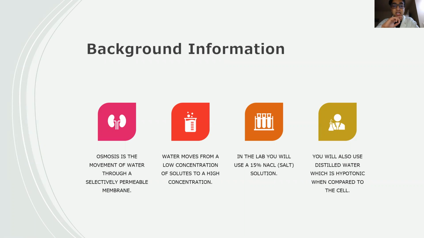But we will also be using 15% salt solution. And this solution has more solutes than the inside of the cell and is hypertonic. You might be wondering, well, what is hypertonic? Don't worry about it just yet. We're going to be getting to that later on in the lab, but perhaps take that word and try to piece it together. What does hyper mean? What does tonic mean? And maybe come up with an idea as to what it actually means. And then also we are going to be using distilled water, which is hypotonic when compared to the cell. And again, you're going to be learning about what that actually means later on.